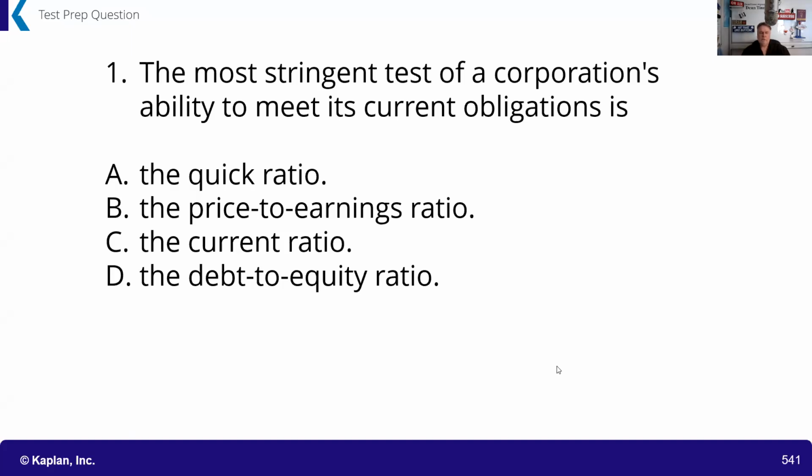The most stringent test of a corporation's ability to meet its current obligations is current. So current means current, right? Less than 12 months. So we have what's called the acid test ratio, or quick ratio. And it's just like the current ratio, but it doesn't include inventory. So the quick assets are going to be the current assets minus inventory divided by current liabilities. That's called the quick ratio. And that is more stringent than the current ratio. And so A and C are about liquidity. D is about solvency. And so the answer here is A.